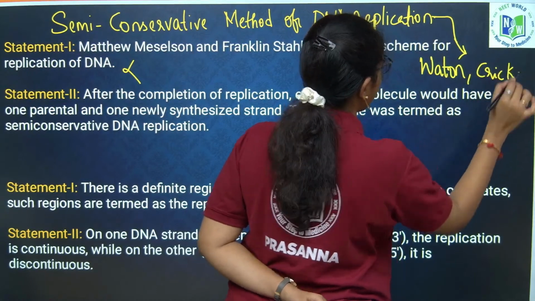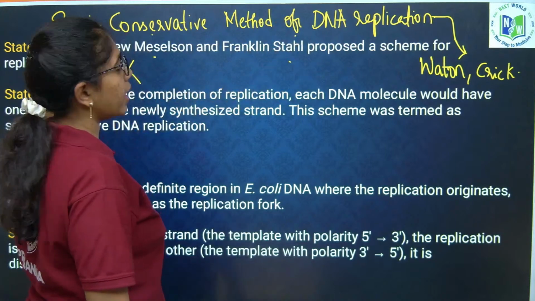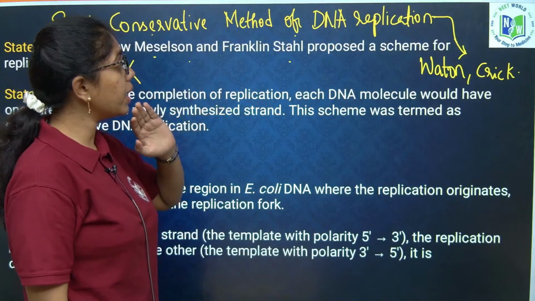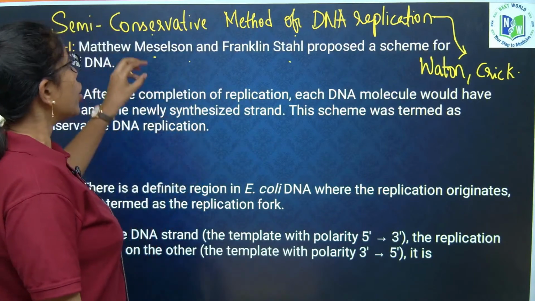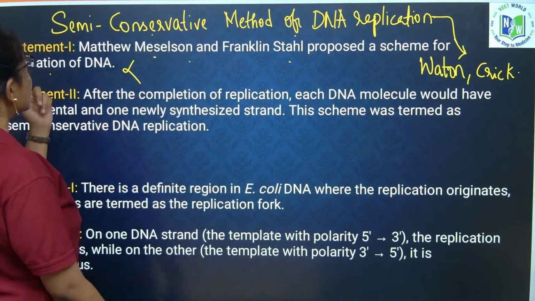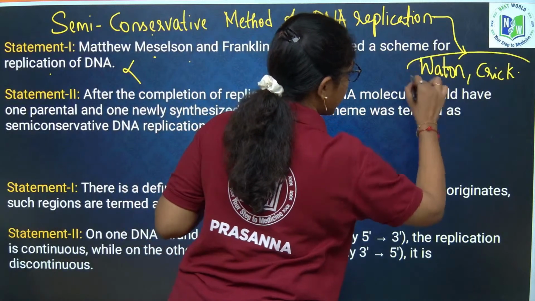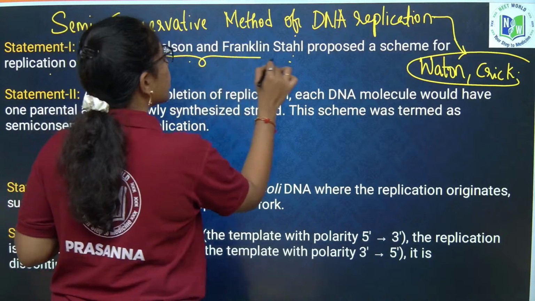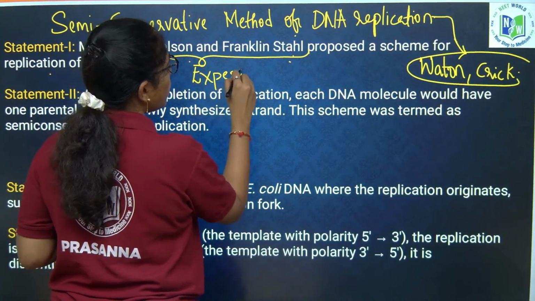Watson and Crick. Just by looking at these two scientists and the scheme of DNA replication, don't assume the statement is correct. Don't be in a hurry when you are attempting statement based and assertion reason questions. You have to look into it properly. The scheme of DNA replication is proposed by Watson and Crick, and Michelson and Stahl gave an experimental proof. What did they do? They gave an experimental proof.